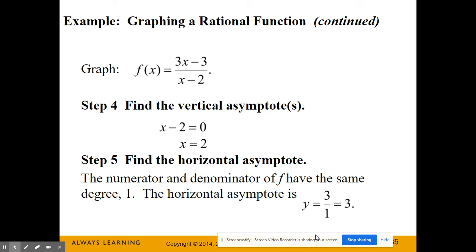Now we're going to find vertical asymptotes. You find the vertical asymptotes by setting the denominator equal to 0, and in that case we have x equals 2. So there's going to be a vertical asymptote at x equals 2. You find any horizontal asymptotes. The degree of the numerator is 1, the degree of the denominator is 1. So since they're the same, you're in that middle category where you take the coefficients of the leading terms, so 3 and 1. So y equals 3 is a horizontal asymptote.